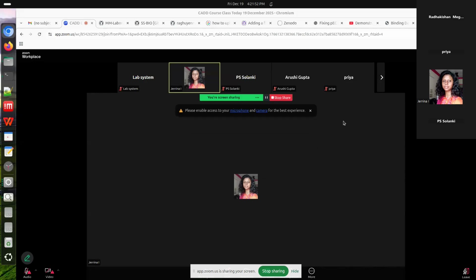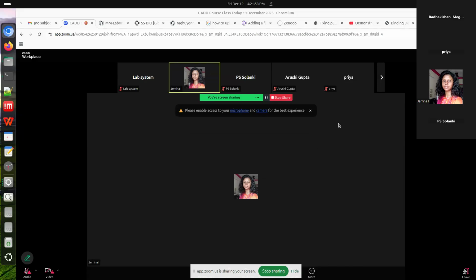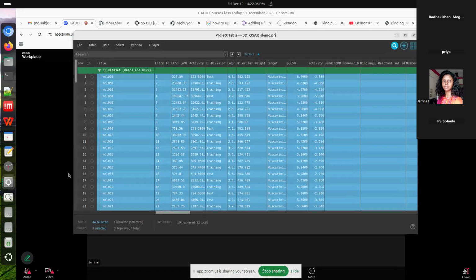I think Priyanka explained about 2D QSAR. What I'm going to explain is 3D QSAR, and I'm going to show it using the Maestro interface, which is Schrodinger. Before starting with the Schrodinger interface, I will show where you get the data sets from.